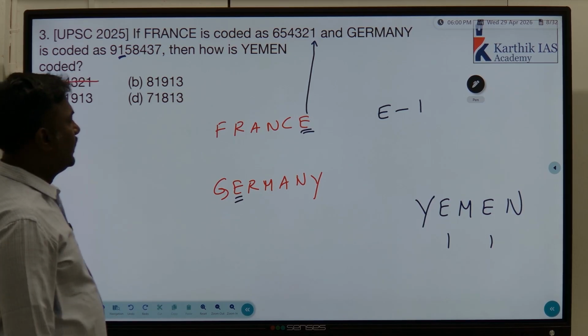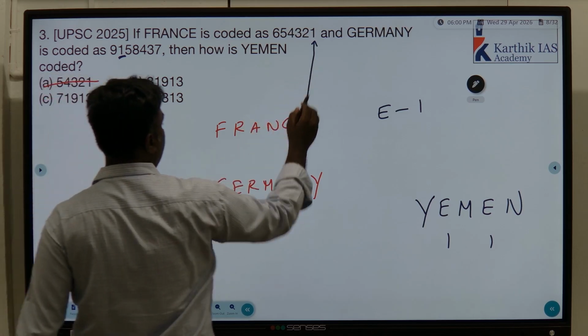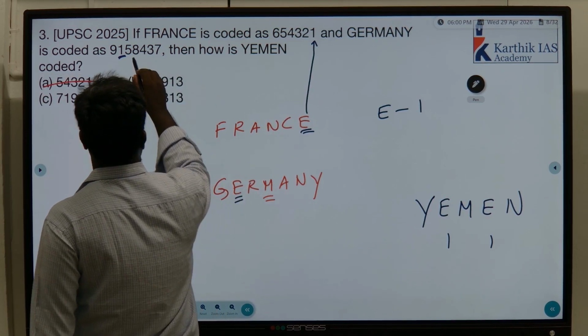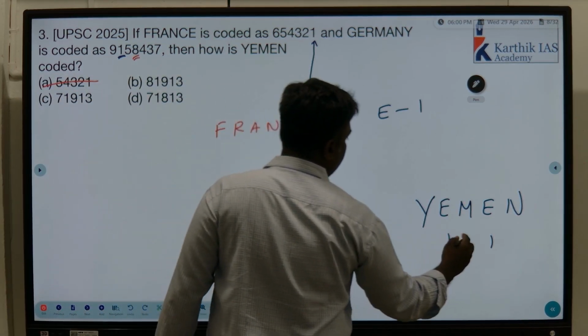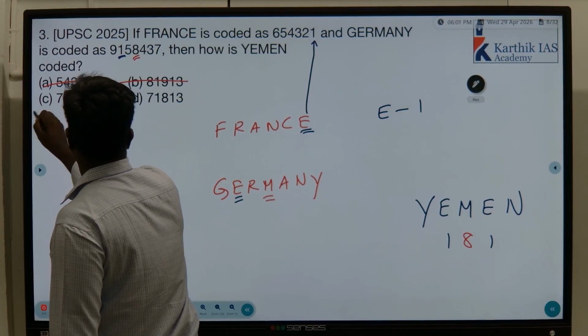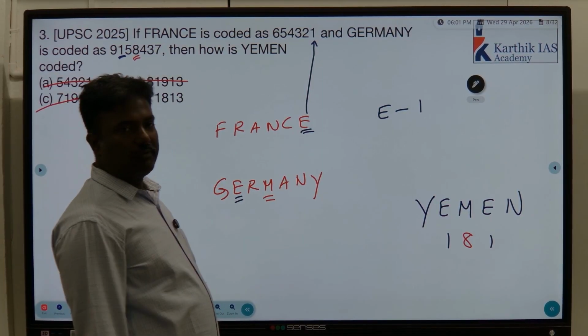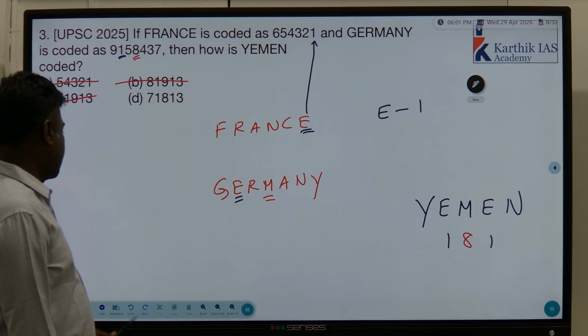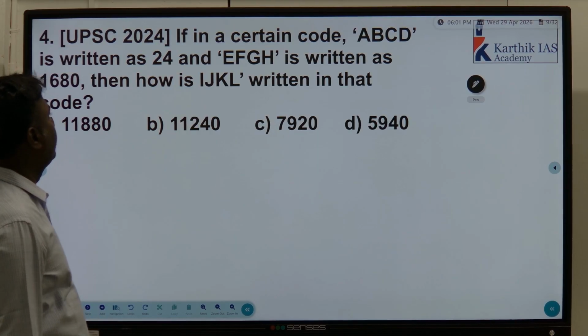Now M. M is there in Germany, the middle one. What is the middle one? 8. So M is 8. So 181 it has to be. So these two are eliminated. That's all. You don't need to find Y and N. Just find the values and then eliminate.